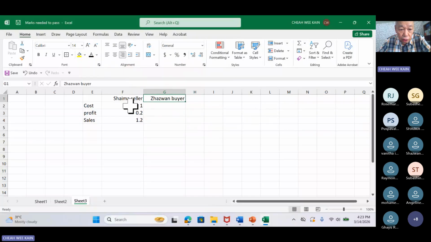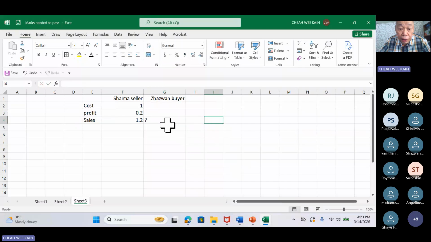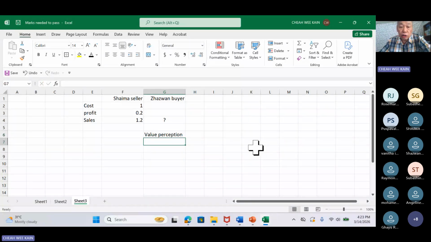Do you care about this figure? You only care about this figure, right? And this figure, we call the value perception. If you think 120 is okay, you buy. If you think 120 is too expensive, you don't buy. If you think 120 is cheap, you buy two. That is called value perception.